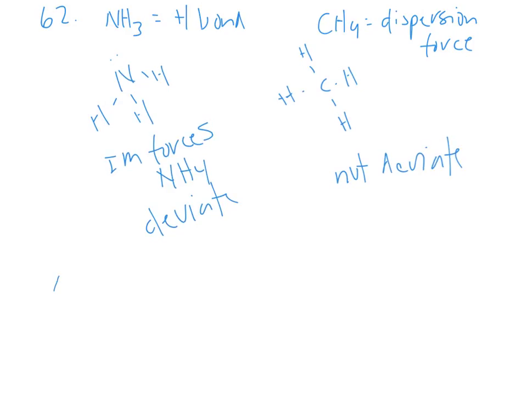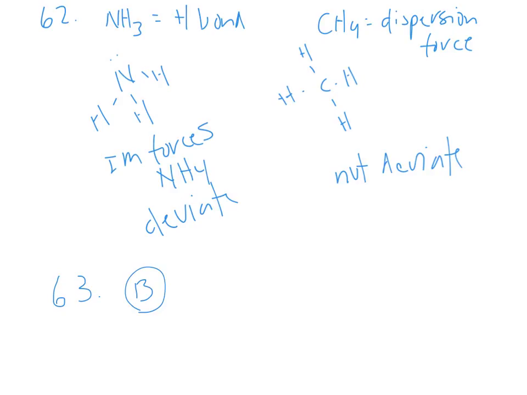And then number 63 is simply a multiple choice. It says gases deviate from ideal gas behavior because their particles, A, have negligible volume. No, that's part of why they behave ideally. B, have forces of attraction between them. That's not true, we're assuming they don't have forces of attraction.